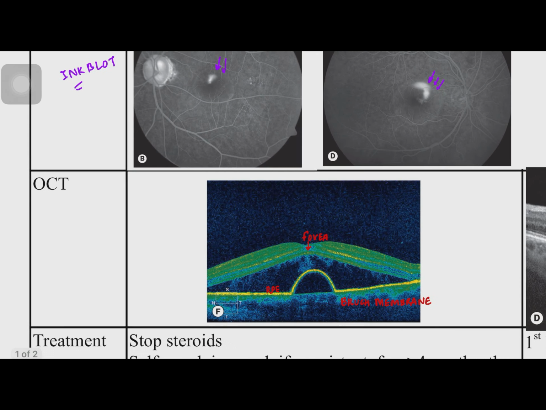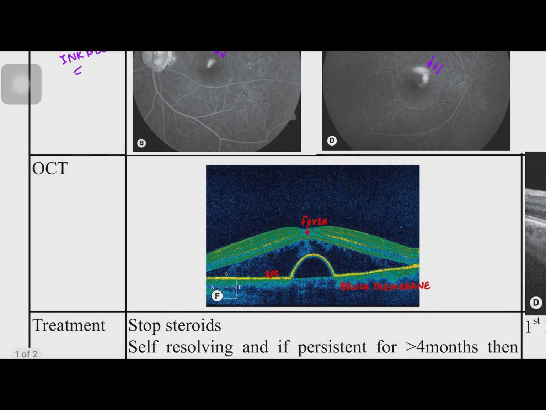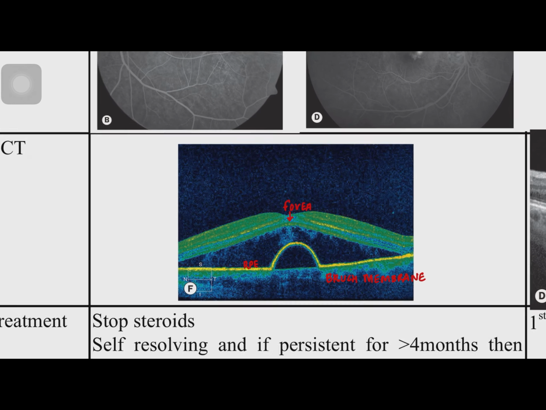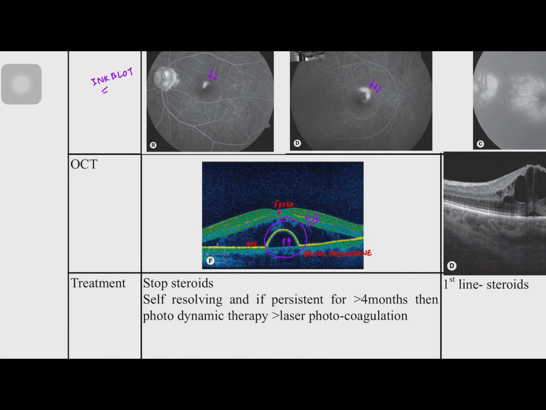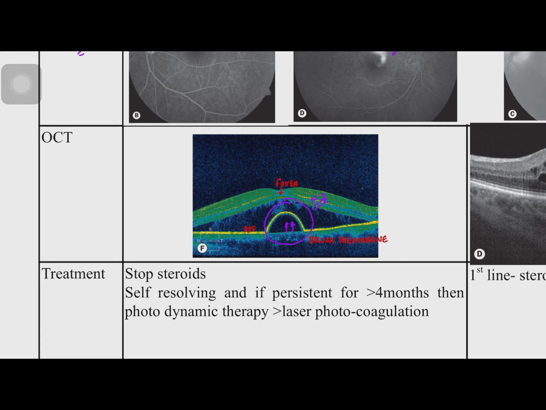Now you can see on OCT, which is optical coherence tomography, we have these findings. You can see the break in the membrane at the RPE and the Bruch membrane, and you can see the bulge of the neurosensory retina. Apart from that, as you know, the major risk factor of CSR is steroids.